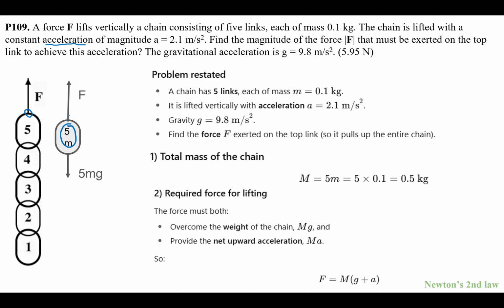And then F is acting on these 5 masses against the 5mg, which is the gravitational force. F minus 5mg should give the acceleration. Okay, so F minus 5mg is going to be 5ma, so that we get this relationship. Okay, here capital M is 5m. Okay, so that we have this one.